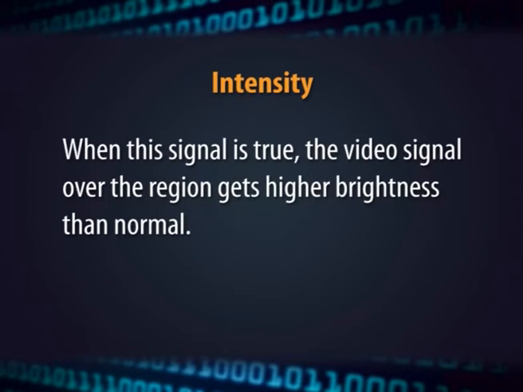5. Intensity. When this signal is true, the video signal over the region gets higher brightness than normal. So, that portion appears highlighted or prominent and catches attention. This is done by forcing more electrons in the beam.